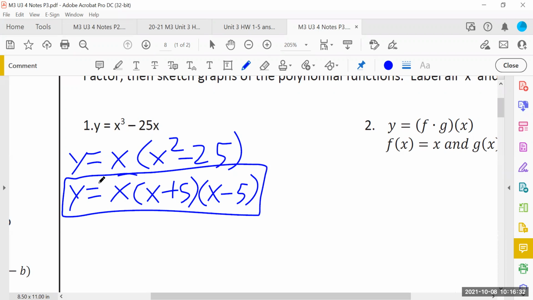This is what you would have gotten the last couple of days when you're graphing them. So now we're going to go from there and come up with our x-intercepts. So x-intercept here would be 0, right? That's the one that we often forget. Just an x by itself is an x-intercept of 0. This one would be a negative 5. This one would be a positive 5.